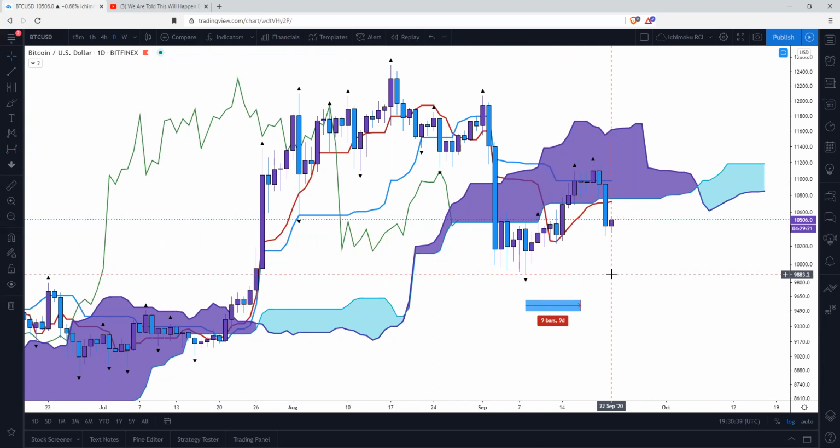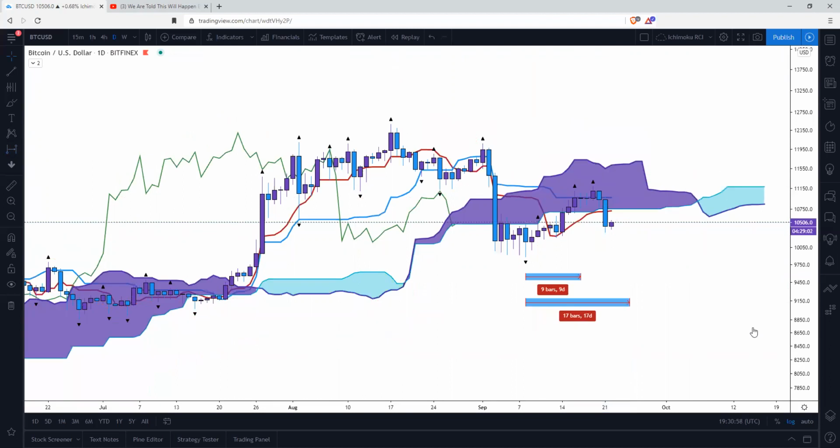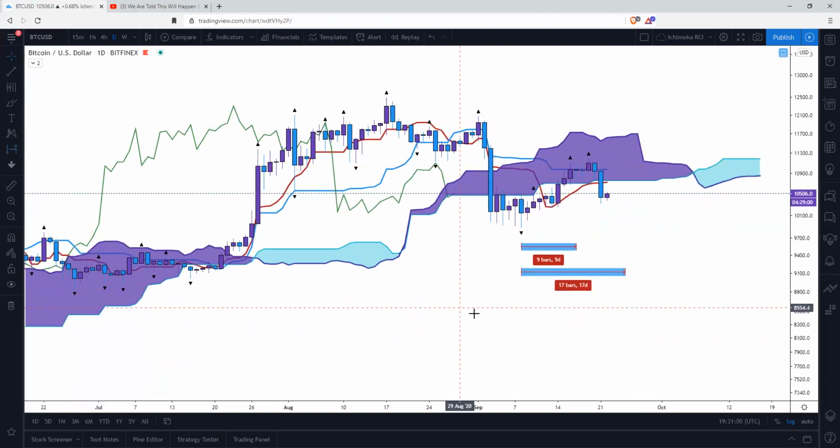And y'all are probably asking, can you use this strategy on any time frame? No, you can only use this strategy on the daily time frame, just to let you guys know. All right. So here's day 9. I'm gonna extend this one out. Let's go to 17 right there. And then I'm gonna extend it out one more time to 26.